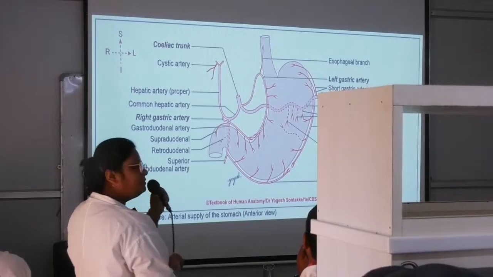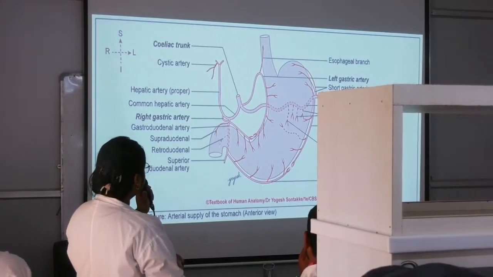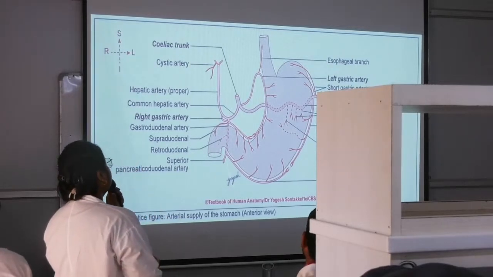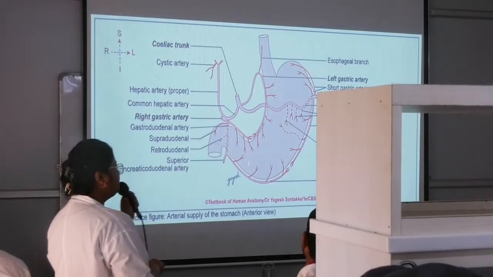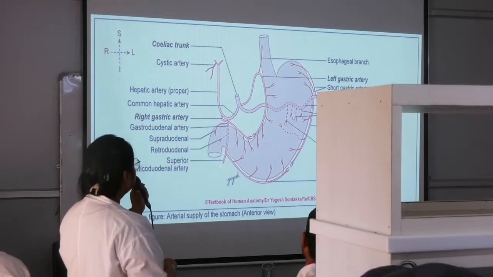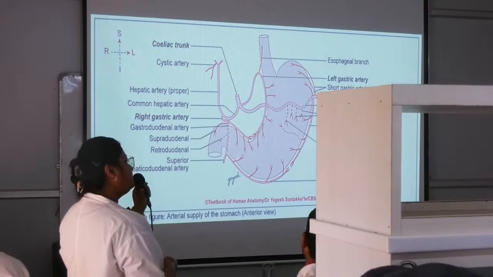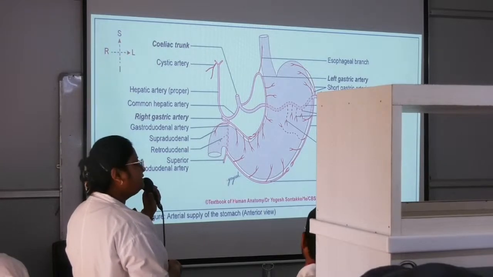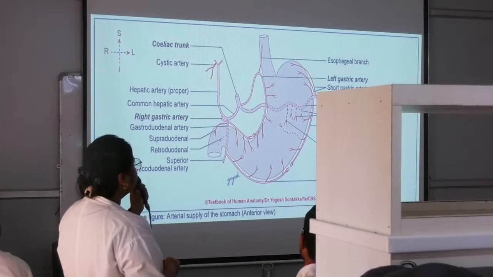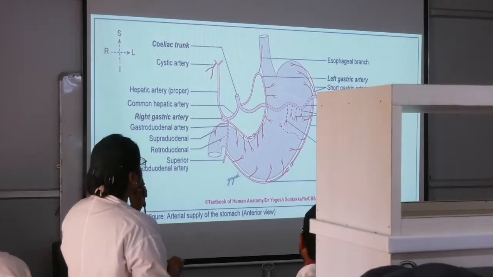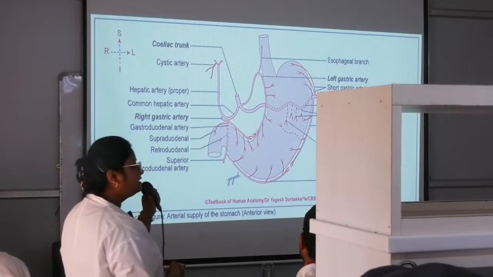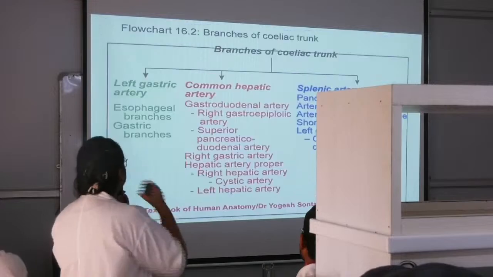The retroduodenal artery, and the gastroduodenal artery divides into 2 branches, right gastroepiploic and superior pancreaticoduodenal. The right gastroepiploic lies along the greater curvature of the stomach. And the superior pancreaticoduodenal supplies the head of the pancreas and the second part of the duodenum. Okay, so these are the different branches and their divisions and supply of the 3 branches of the celiac trunk. Okay. Next.